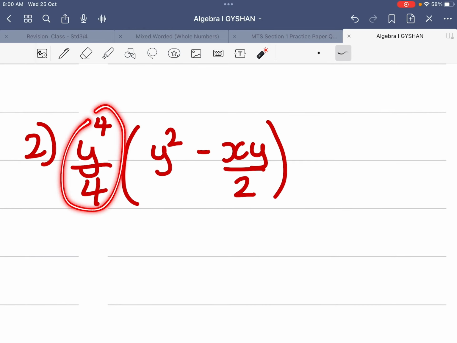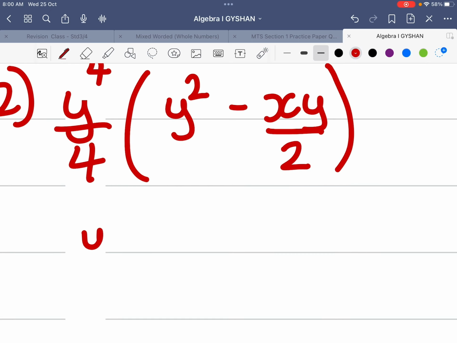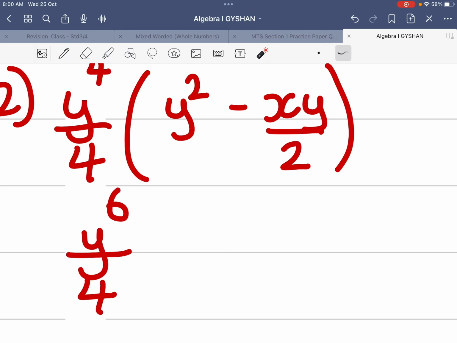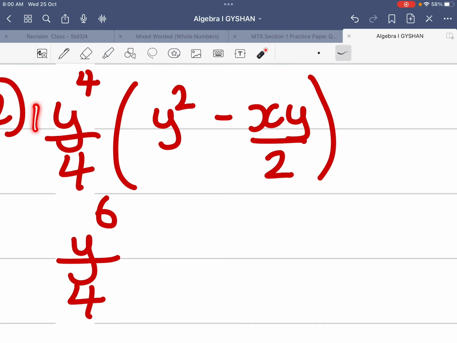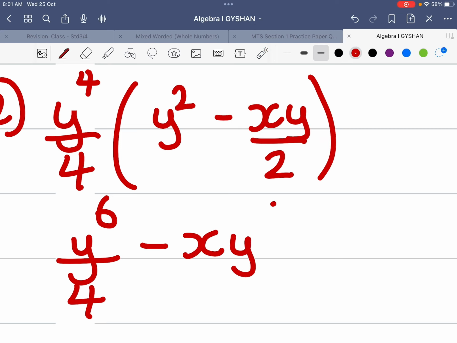So we are going to multiply the term directly outside by each term. So let's start with this. y over 4 times y squared gives you y cubed over 4, and that's because y times 1 is y, 4 times 1 is 4. And then we have positive by negative is negative. y over 4 times xy would be xy squared, and 4 times 2 is 8.